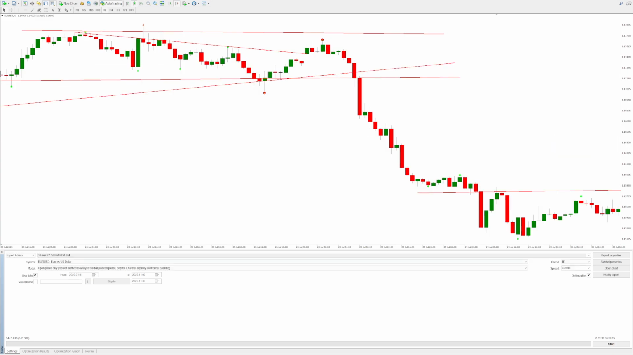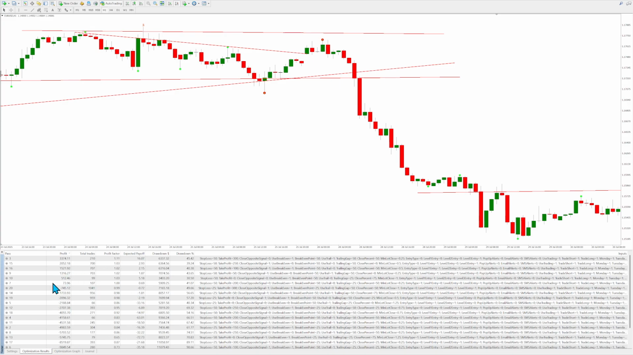Okay, so here we are, we're back. Basically, it's taken a while to test. It's because of the complexity of the 3-level zigzag semaphore indicator. Okay, and we did obviously have a few settings selected, but you can just go to the optimization results tab and all the results will come in here using the various combinations.